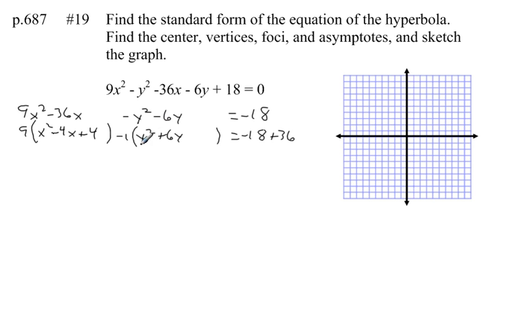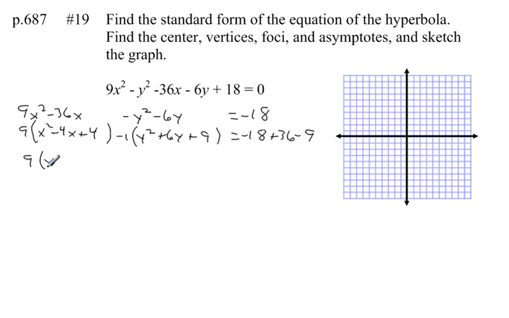Likewise, let's complete the square for our y's. Since I have 1y squared, I can take half of this value and square it. Half of this is 3. Square that, I get 9. And really what I just added was a negative 9, so to keep things balanced, we'll put another negative 9 over on the right. Okay, so let's write this in standard form.